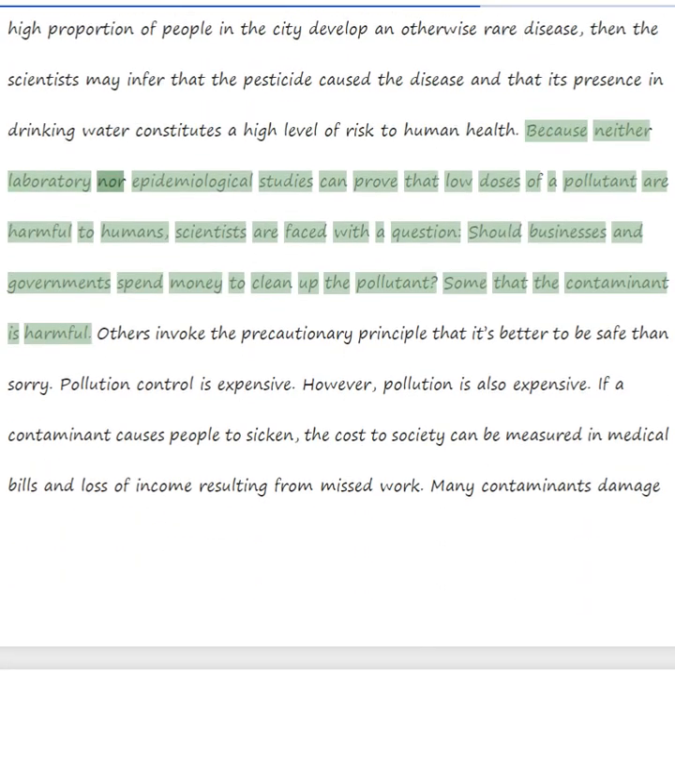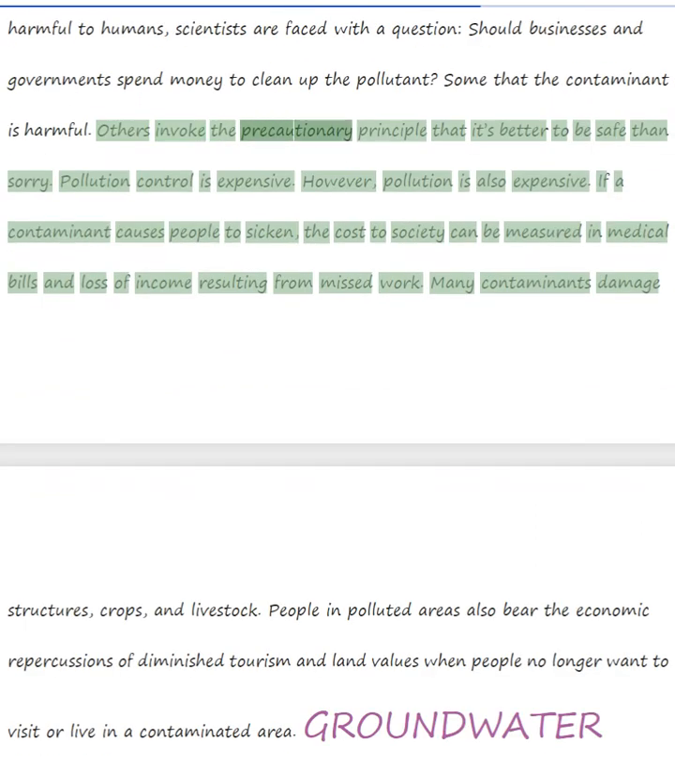Because neither laboratory nor epidemiological studies can prove that low doses of a pollutant are harmful to humans, scientists are faced with a question: should businesses and governments spend money to clean up the pollutant? Some assume that the contaminant is harmful. Others invoke the precautionary principle that it's better to be safe than sorry. Pollution control is expensive. However, pollution is also expensive.